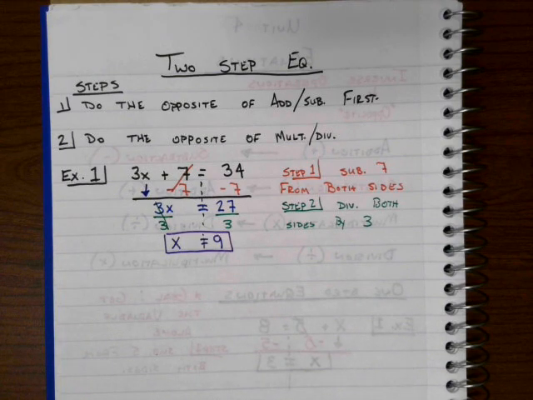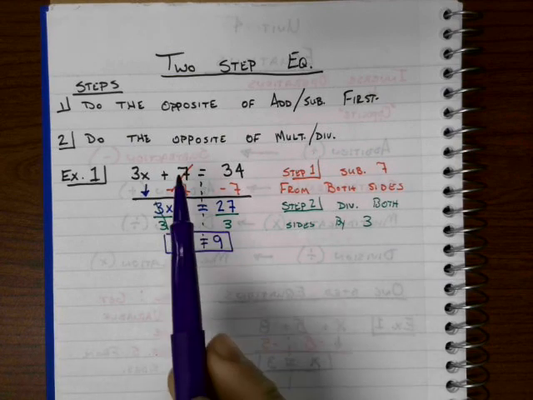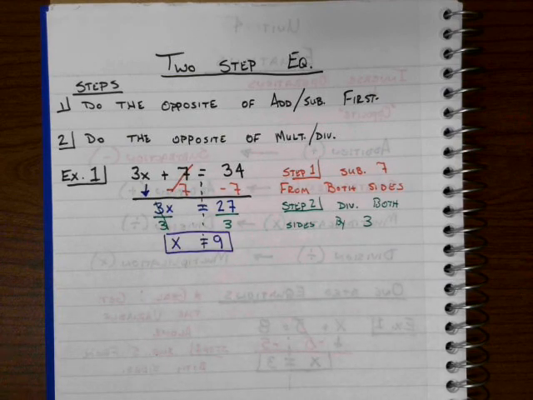So that's a two-step. So that's why two-steps can be confusing, because we're so used to doing multiplication and division first, but in this instance, we're looking at our addition and subtraction first here. All right, we'll look at one more example.